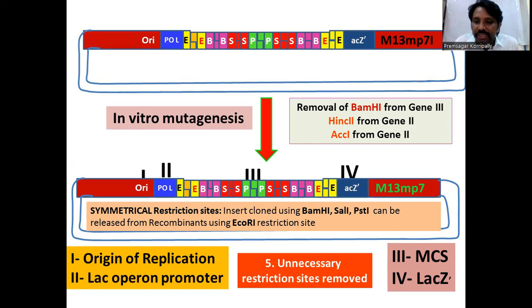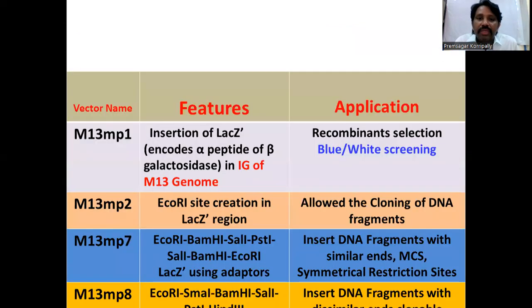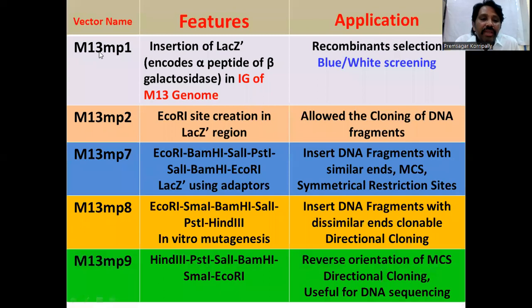In the next slide, we can see various vectors and their features. Here I have compiled. You can see here basically the M13 genome is the basis for construction of M13 cloning vectors. M13mp1, where in this vector, the lacZ prime region is inserted in the intergenic region of the M13 genome. The lacZ region, which encodes the alpha peptide of beta-galactosidase, that encoding region is cloned into the IG, that's the intergenic region of the M13 genome.